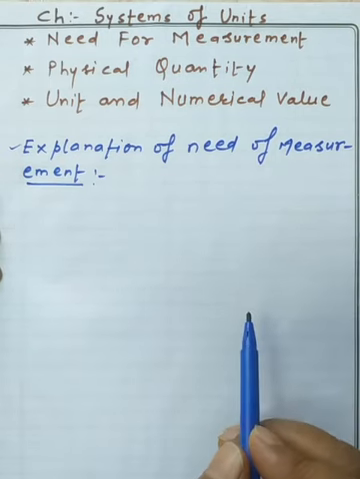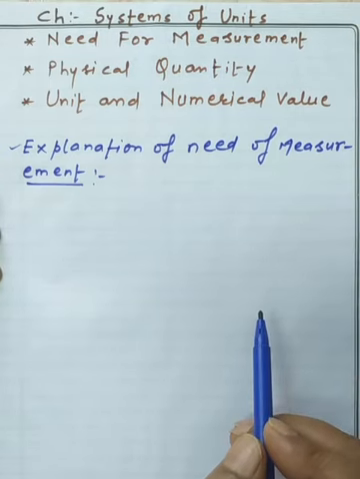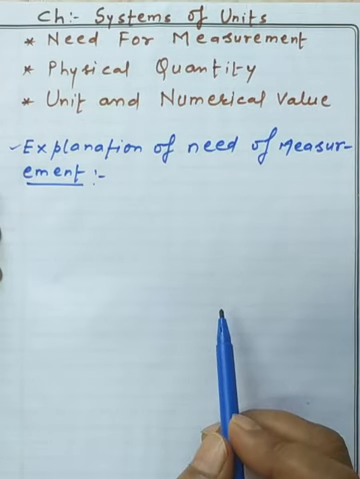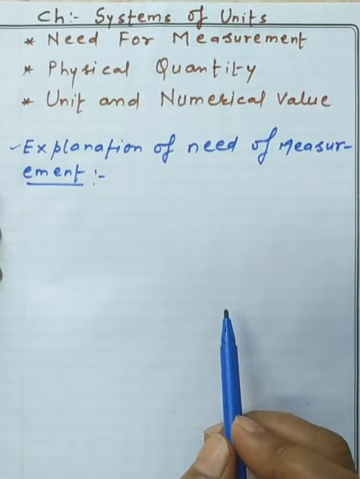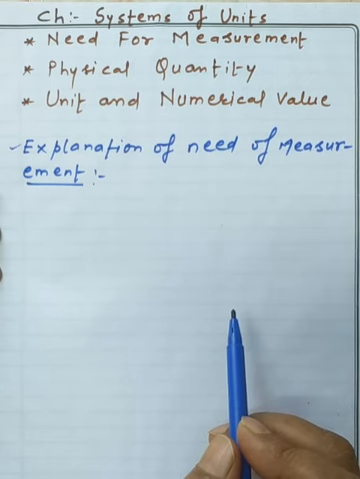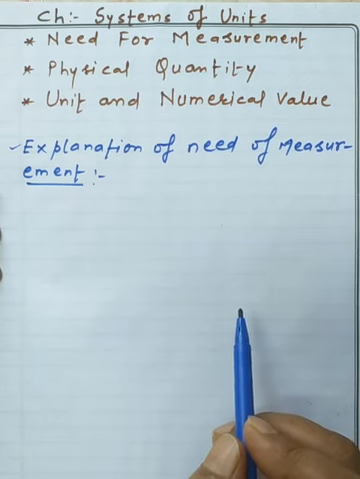Now, dear students, we have the system of units. It's chapter number 2, 11th physics. In this video lecture, I will explain need for measurement, physical quantity, unit, and numerical value. These are the smallest terms, and first, I am giving the explanation of need of measurement.